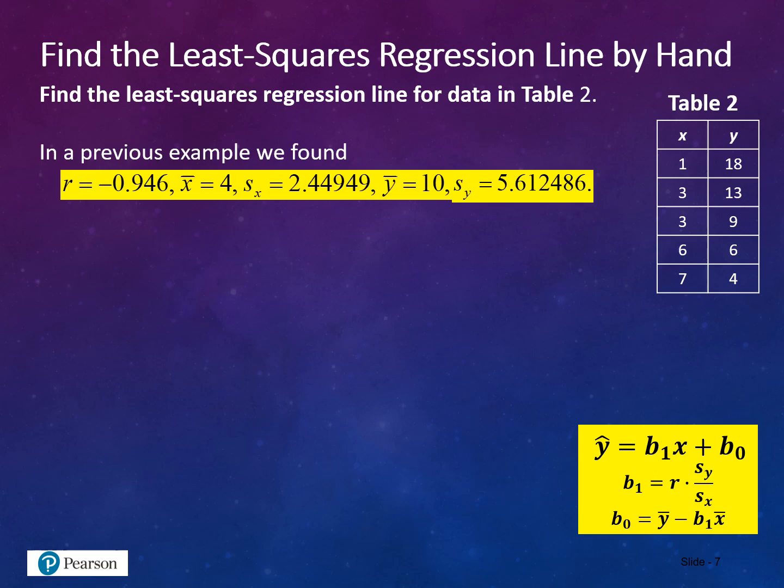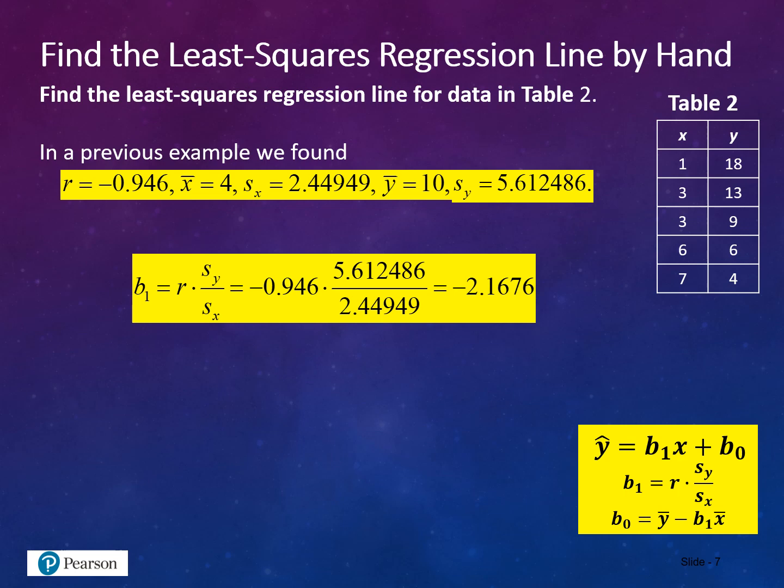In the previous example, we found that r equals negative 0.946. The sample mean for x is 4. The standard deviation for x is 2.449. The sample mean for y is 10, and the standard deviation for y is 5.61. So remember, b1, the slope, equals r times the y standard deviation over the x standard deviation. So we plug in those values and we get negative 2.1676.